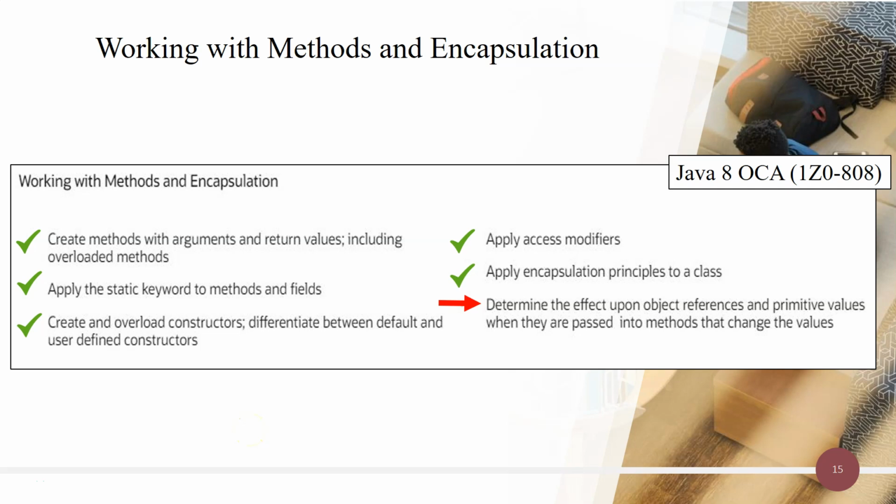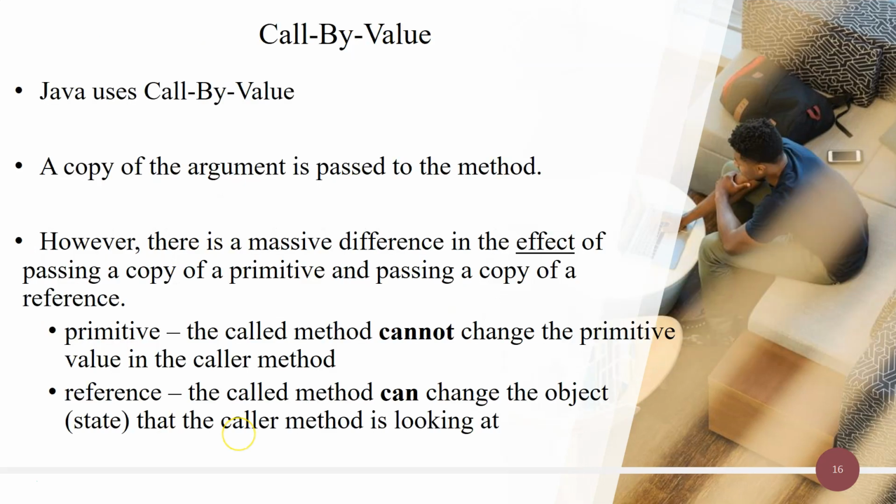So I want to have a look now at determining the effect upon object references and primitive values when they are passed into methods that change the values. This is all about Java's CallByValue. Java uses CallByValue when it's passing arguments down to methods. What does it mean? It means that a copy of the argument is passed.